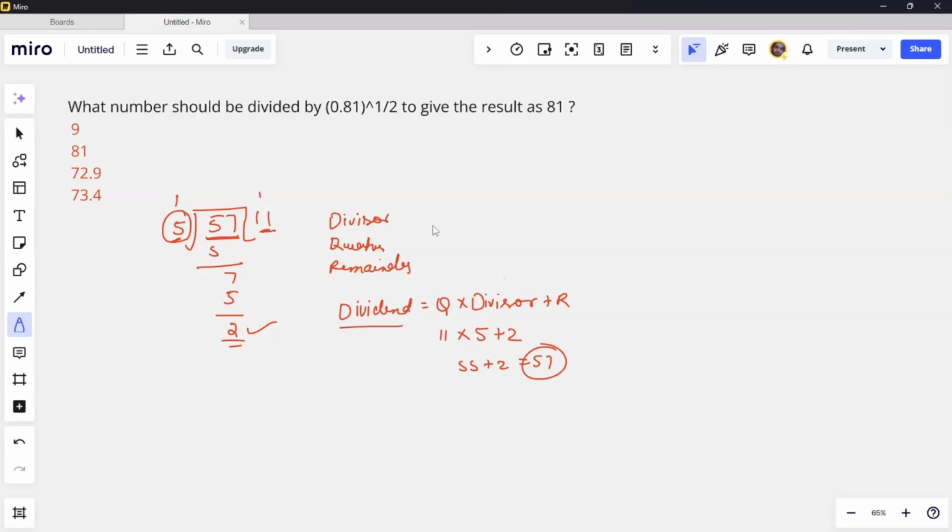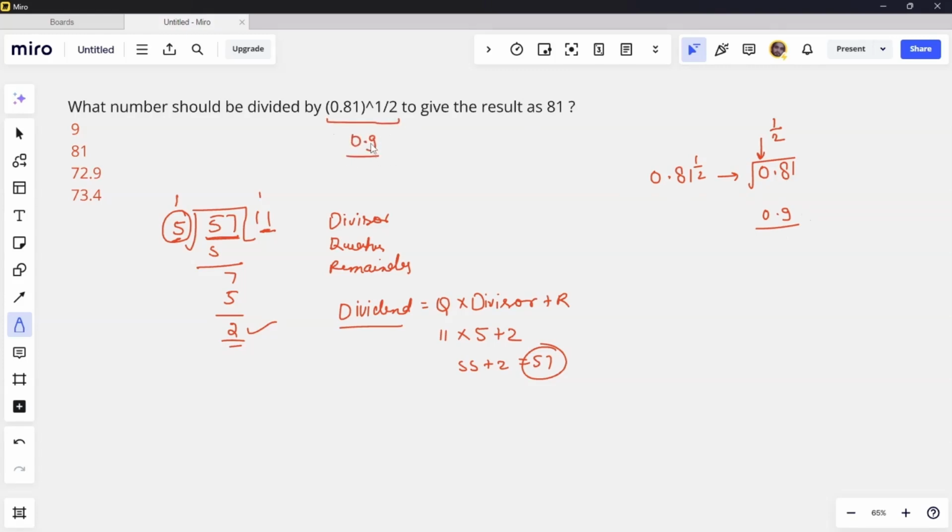Okay. Now let's try to understand the question. What number should be divided by 0.81 raised to the power 1 by 2? I can write it as the square root of 0.81, because the power of one half means the square root. So when I extract this number from under the root, it becomes 0.9. Now we have solved this value as 0.9.